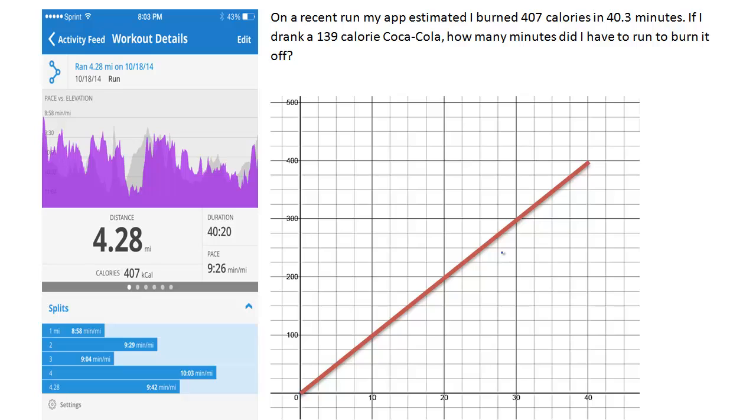So first of all, let's take that 400 calories, the rise on my graph, and divide it by the time that I ran, roughly 40 minutes. That simplifies to about 10 calories per minute, and that's the slope of my line. So it makes sense that if I have 140 calories and I can burn 10 calories in 1 minute, it would take me about 14 minutes to have burned that 140 calories off.